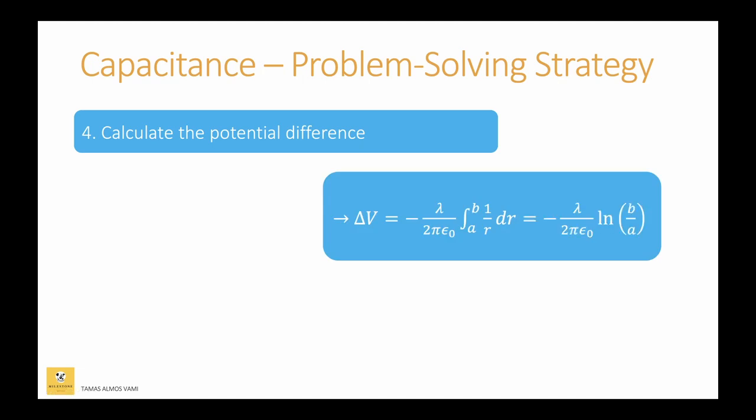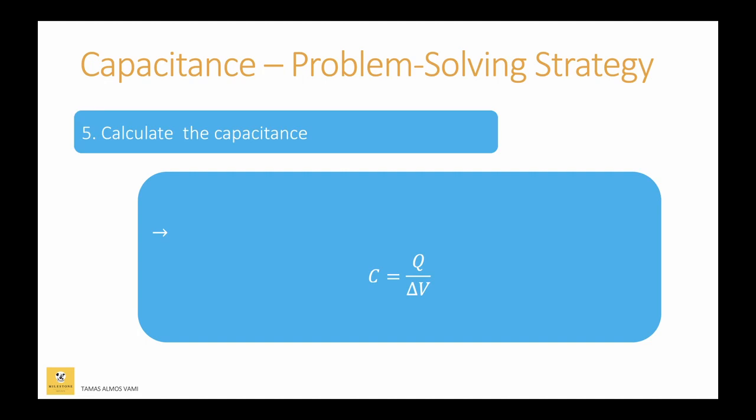The integral of that is going to be a natural logarithm. So we have minus lambda over 2 pi epsilon 0 times the logarithm, and then we include the boundaries of the integral, which were b and a. So that's what we have in the end: the natural logarithm of the ratio of b and a.